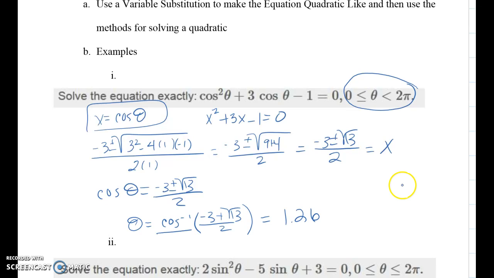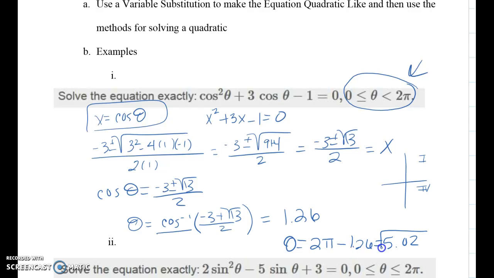But if you remember from your unit circle, cosine is your x value, and so it's going to be positive in quadrant 1 and in quadrant 4. And so if I need to figure out that other angle that it might could be within 0 to 2 pi, I'm going to take theta and say, let me do 2 pi minus that angle, 1.26, and that actually gives me 5.02.